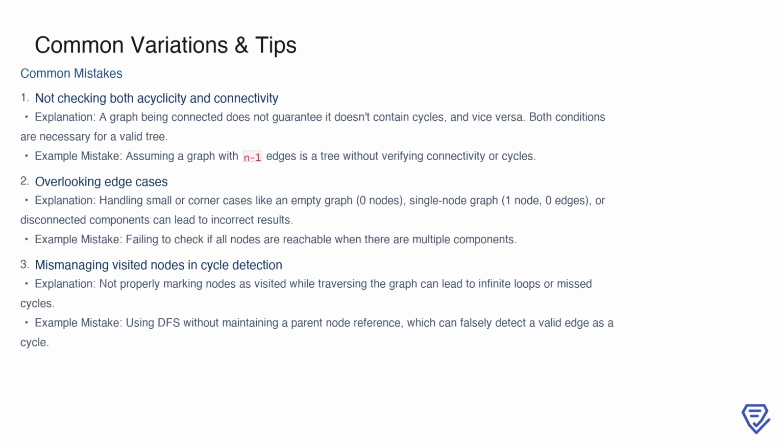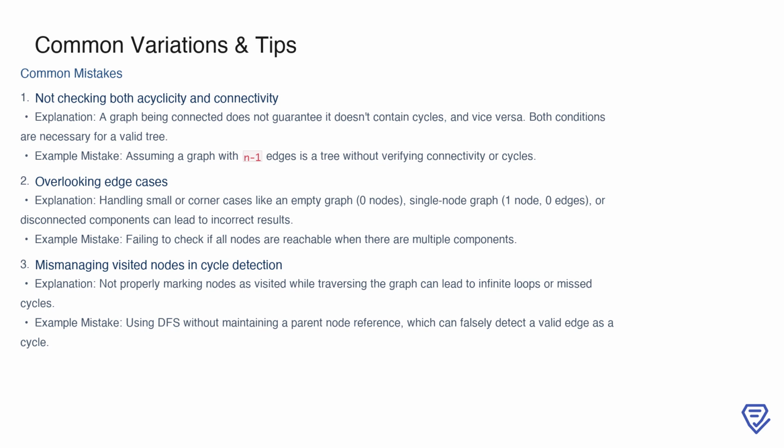First, it's important to remember that a tree must be both acyclic and connected. Simply verifying one property without the other can lead to incorrect conclusions. For instance, just because a graph with n-1 edges looks like it might be a tree, you still need to confirm it has no cycles and that all nodes are reachable.